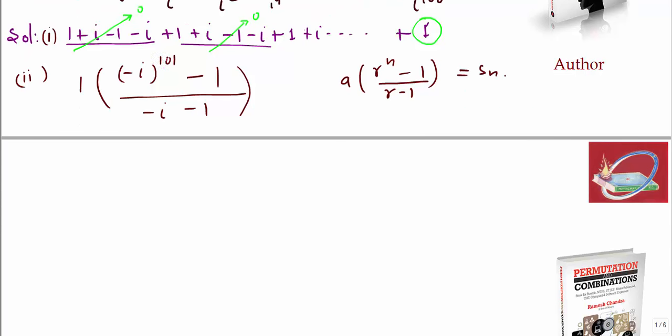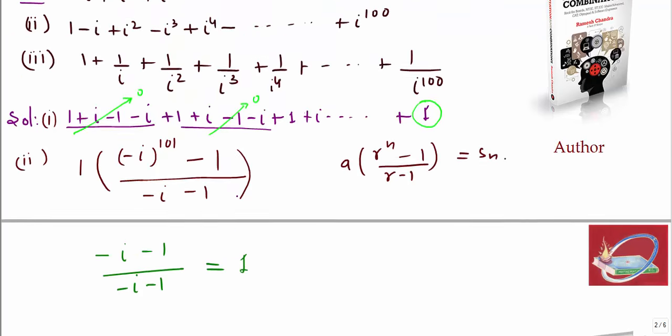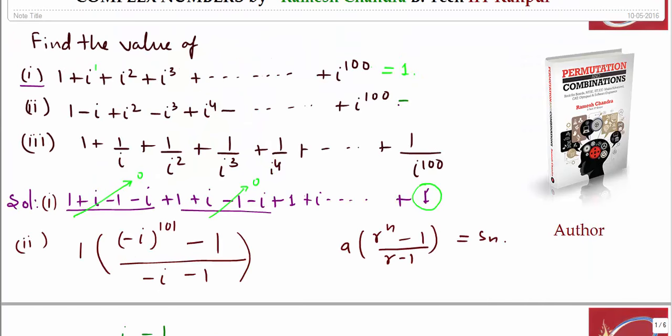So minus I to the power 101 can be written as minus of iota to the power 101, and I to the power 101 can be written as iota. So we get minus iota minus 1 upon minus iota minus 1. Again, we can cancel these out, that is 1. So the answer for the second part is also 1.